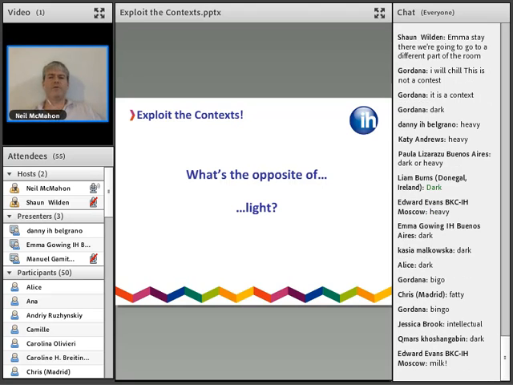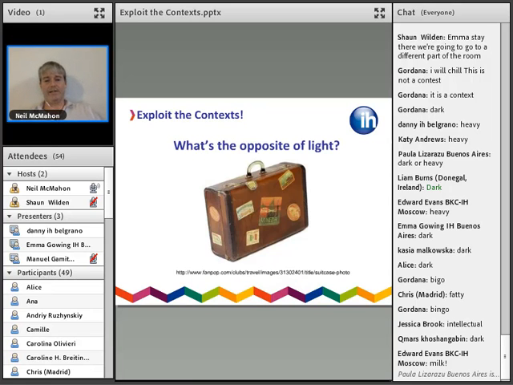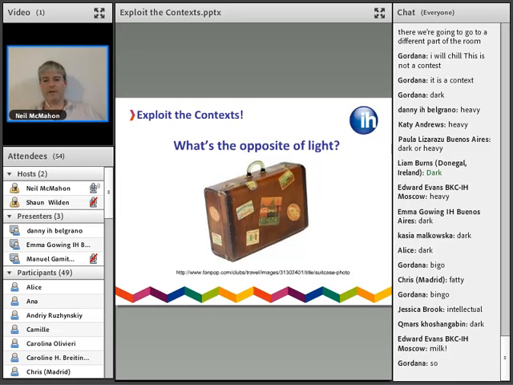First, a little quiz for you to get you going and get you thinking about the importance of context, and particularly in the context of vocabulary teaching. I'm going to ask you a question. I want the answers in the chat box, please, quick as you can. What's the opposite of light? Very easy question. Let's see who gets the answer first. Quick. There we go. Gordana.